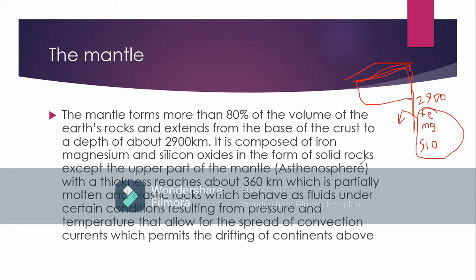With a thickness reaching about 316 kilometers, which is partially molten and elastic rocks. These molten and elastic rocks, because of heat or hot temperature, behave as fluids under certain conditions resulting from pressure and temperature. That allows for spread convection currents, which permit the drifting of the conditions above.